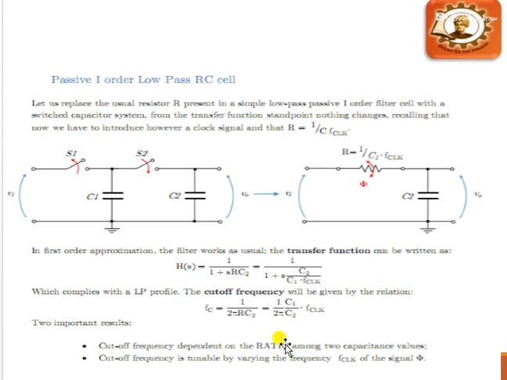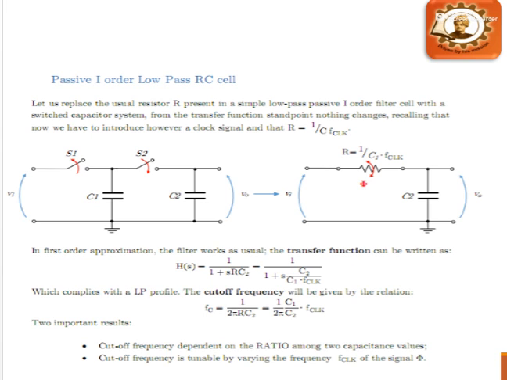Then the cutoff frequency of a low pass filter is given by Fc equal to 1 by 2 pi R C2. If you put the value of R, that will be equal to 1 by 2 pi C1 by C2 into FCLK. So we get two important results: the cutoff frequency depends on the ratio of the two capacitor values, and the cutoff frequency is also tunable by varying the frequency FCLK of the clock signal phi. These are two important observations we can make.